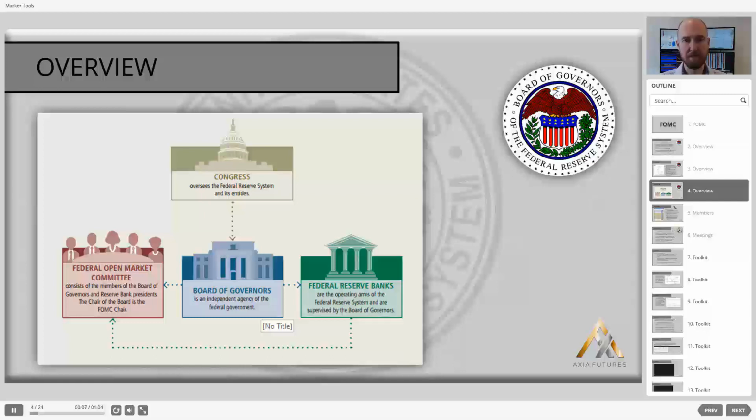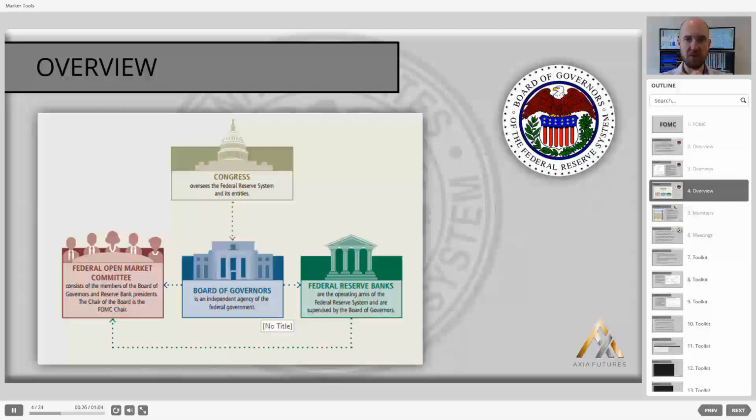Now, Congress oversees the whole thing, so they will call upon generally the Fed chair, and they will have to explain what's been going on recently to Congress at periodic times. Congress's main function is to choose the Board of Governors.